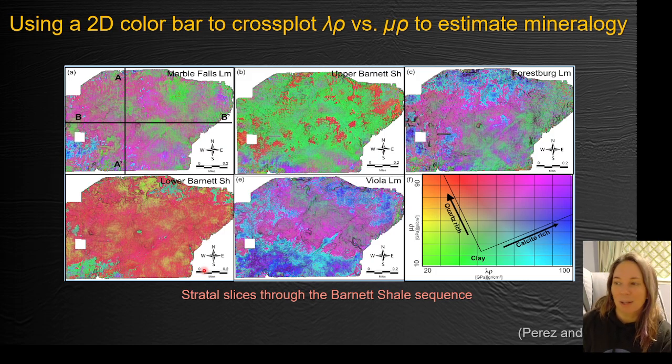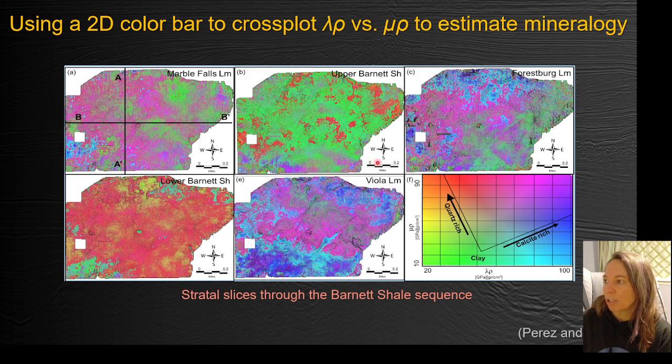And then here's another example too, now showing it more in a straddle slice rather than a vertical section, but doing the exact same thing, where we had previously the lambda rho, mu rho, and now we're looking at, okay, so what's the mineralogy in the Marble Falls limestone? Okay, we can see the areas that are more clay rich in the green, the areas that are more calcite rich in the pink. We've got the upper Barnett Shale, and we can see that that is very clay rich for the most part, but we can see where there's heterogeneities within the upper Barnett.